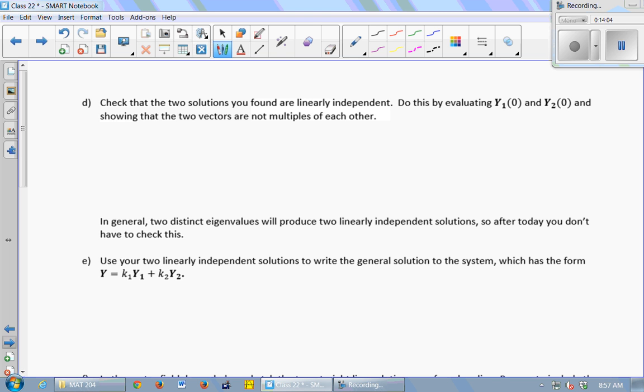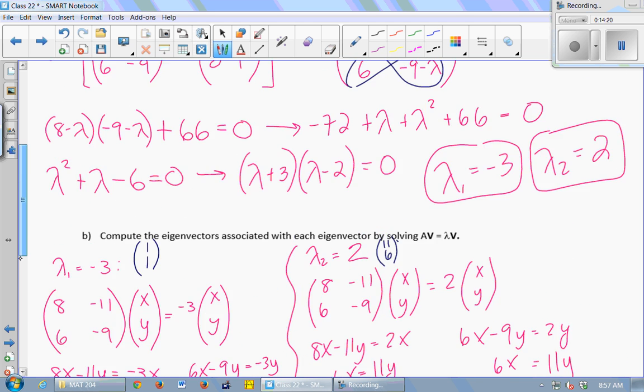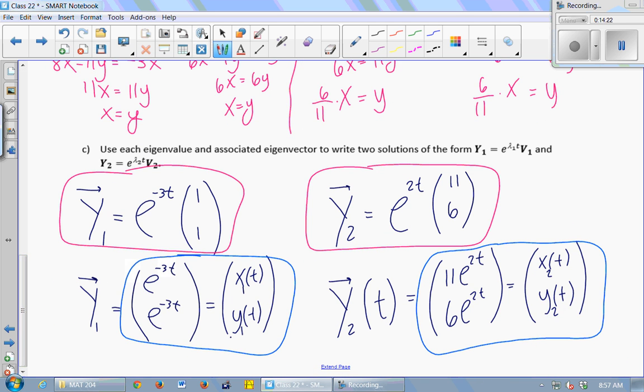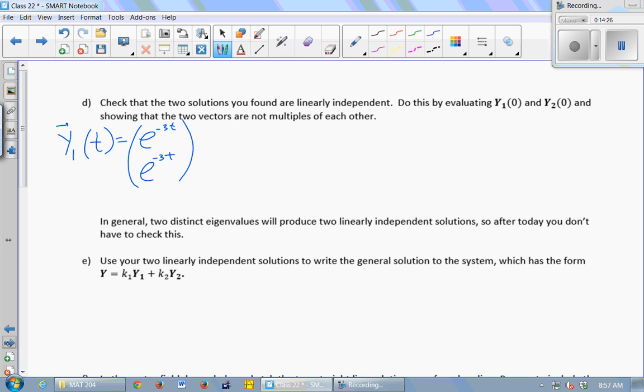So I want to do y1 of 0. Let me just re-jot down what y1 of t was. It was e to the negative 3t, e to the negative 3t, right? We can just come back to the previous example. When I plug 0 in there, y1 of 0, putting in 0 for the t's, I'm going to get 1, 1.